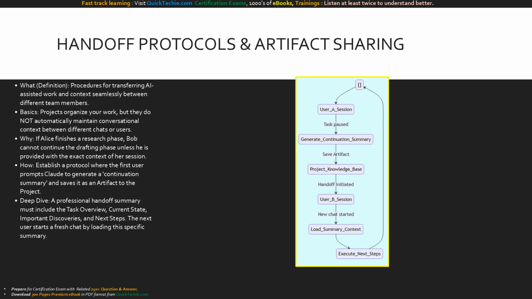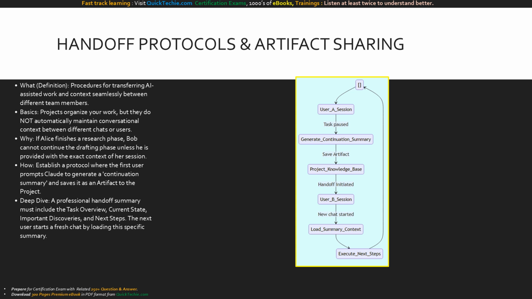In a team environment, work rarely stays with one person. We must establish handoff protocols and artifact sharing. The what is the procedure for transferring AI-assisted context between colleagues. Here is a critical basic fact you must remember. While projects organize your files, they do not automatically maintain context between different conversations. Why does this matter? If Alice finishes the data analysis phase in her chat, Bob cannot simply open a new chat and ask Claude to continue where Alice left off. Claude won't know what happened.